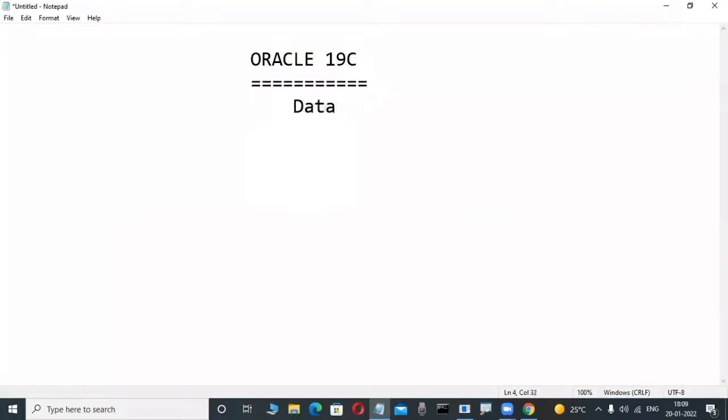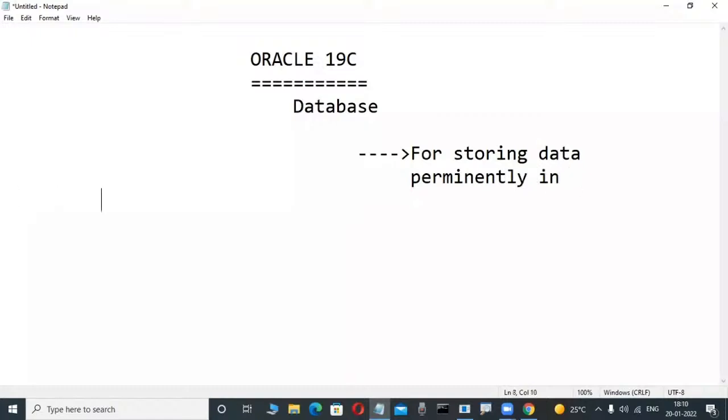Database. Don't write anything. Just observe here. But what is the purpose of these database products, everyone knows. Whenever we install these database products in our system or on the company side, what is the main purpose? For storing data permanently in secondary storage devices. Secondary storage devices means maybe a hard disk.